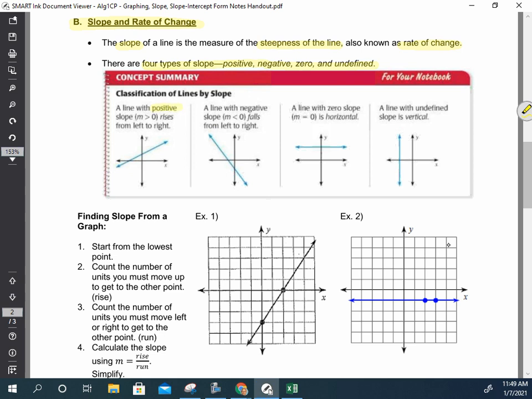Positive slope means that the line is rising. Negative slope means that the line is falling. Zero slope means that the line is horizontal. And undefined slope means that the line is vertical.